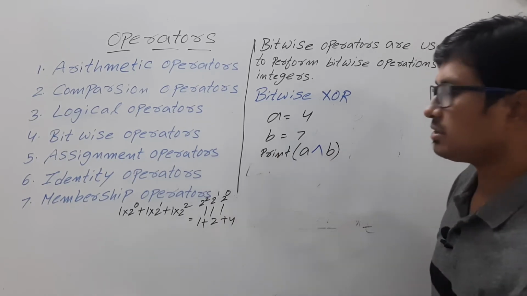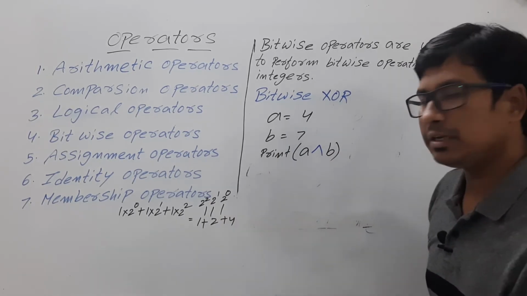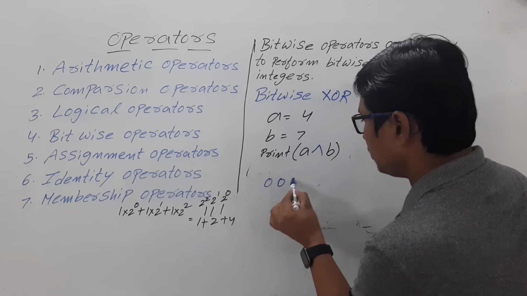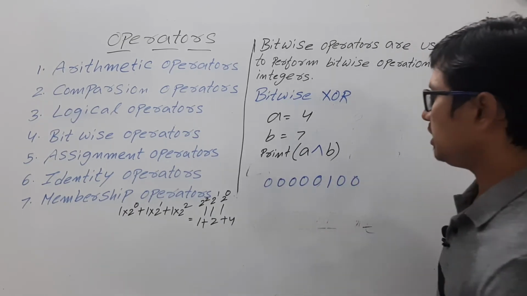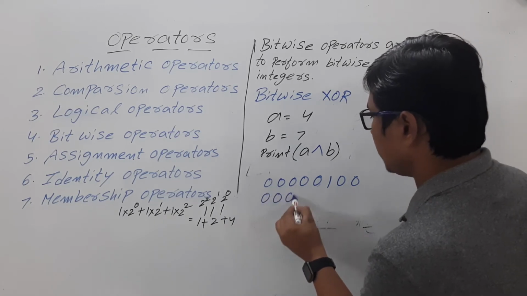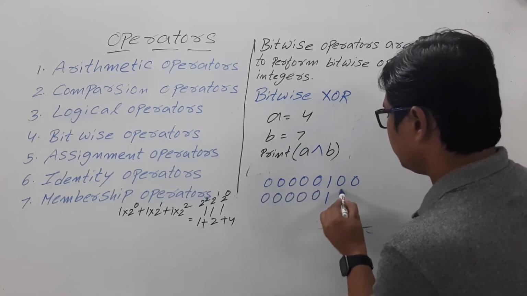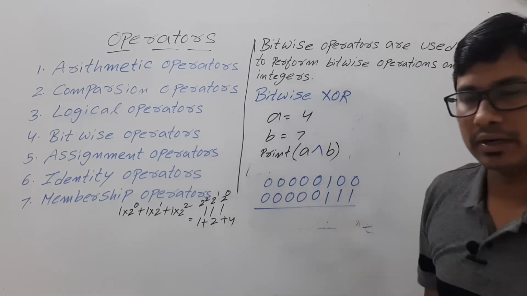Now if I represent 4 as an 8-bit binary number, it will be 5 zeros, then 1, 0, 0. Similarly, if I convert the 7 to a binary number, I will have 5 zeros, 111.